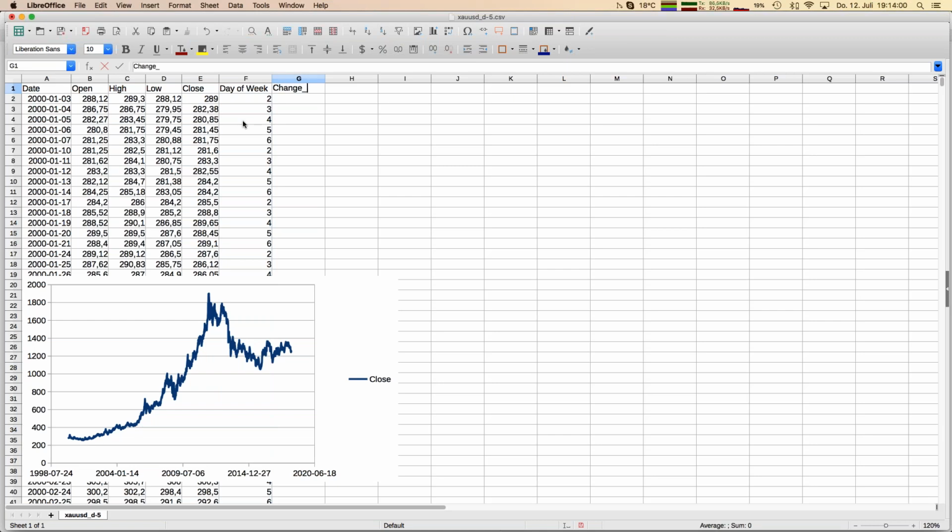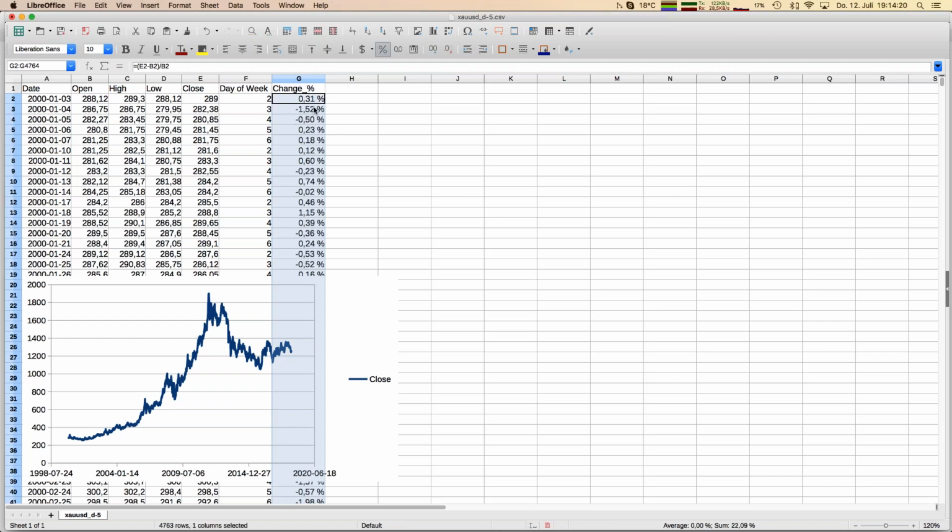The change in percent. With change in percent, I simply mean the difference from close of the day minus open of the day, divided by open. So that is a percentage change at a specific day, starting here with 0.3% at that day, next day minus 1.5, and so on and so forth.